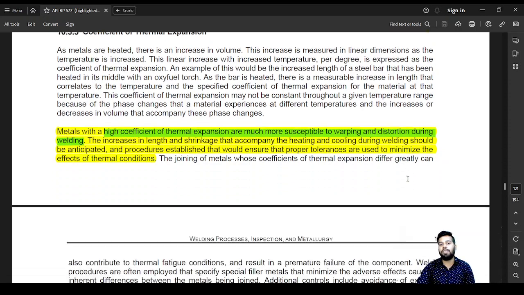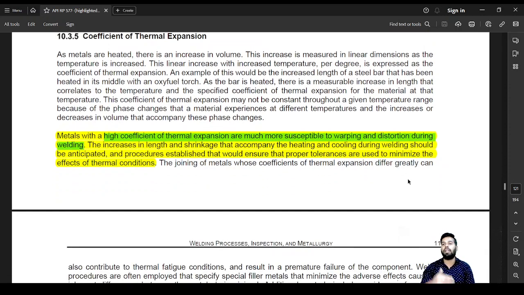Coefficient of thermal expansion: we already know when the metal is heated, the metal expands. When it cools down, it contracts. So how much it is able to expand is the coefficient of thermal expansion. Metals with a high coefficient of thermal expansion are more susceptible to warping and distortion during welding. So basically what happens is, if you are welding something like this, if it has a high coefficient of thermal expansion, it is going to bend like this.